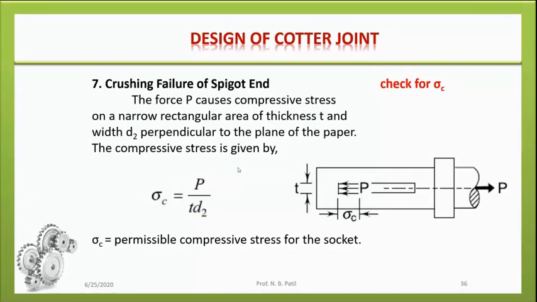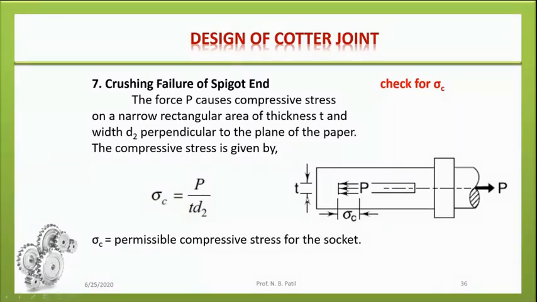So that's why in this point we check sigma C. Sigma C is nothing but the compressive strength, or you may say crushing strength. The force P causes compressive stress on a narrow rectangular area. Now where is that rectangular area present? This one. On a narrow rectangular area of thickness T and width D2 perpendicular to the plane of paper, the compressive stress is P divided by D2 multiplied by T.